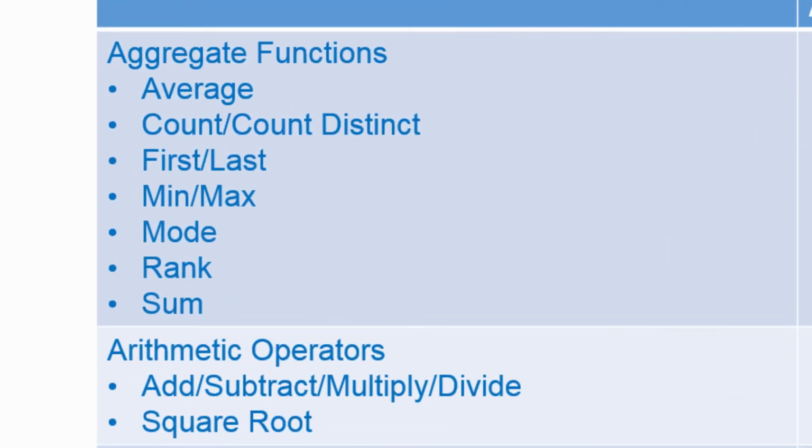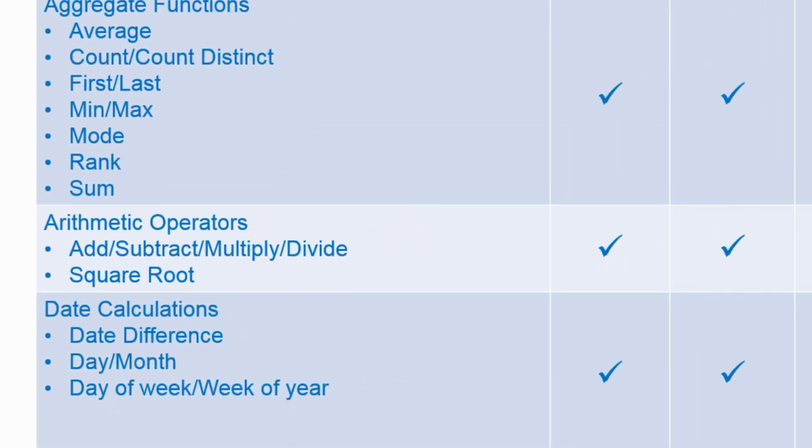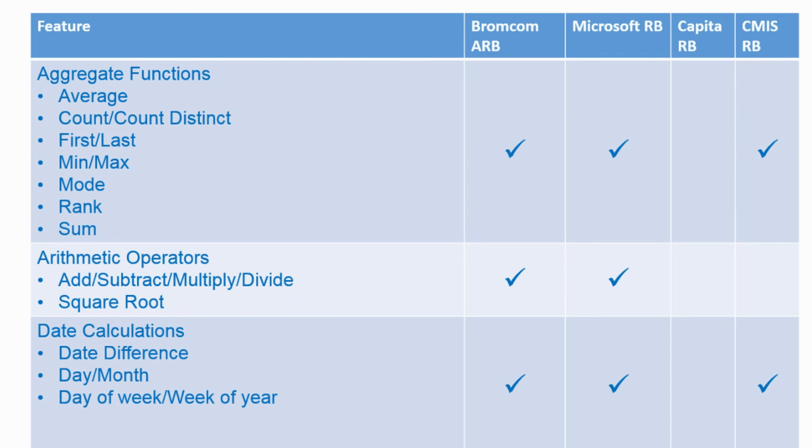Arithmetic and aggregate calculations mean you can put the raw data to work, calculating the performance indicators that matter to you, while date functions mean you can compare today with last week, last term or last year, without having to run a separate report.